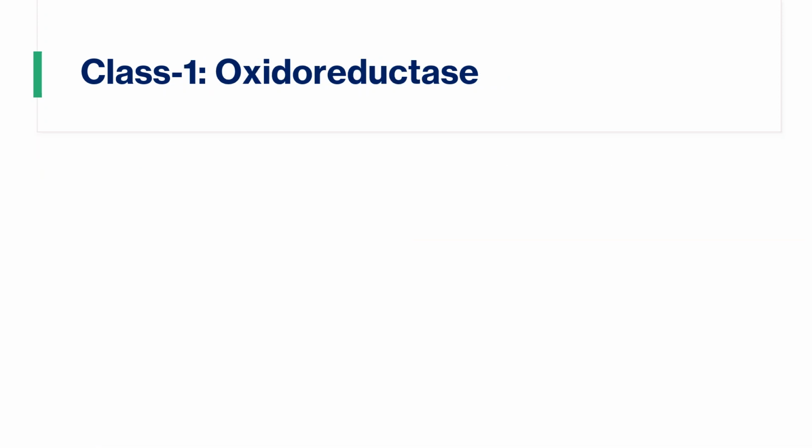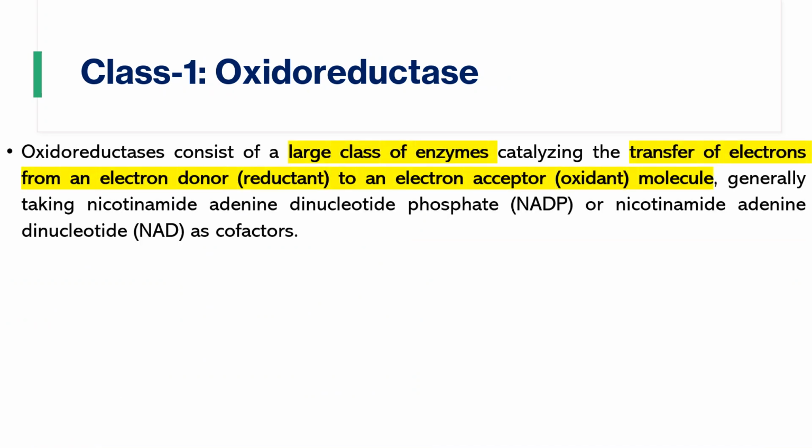The first class, if we see, is oxidoreductase. The oxidoreductase consists of a large class of enzymes which normally catalyze the transfer of electrons from an electron donor. It is a very large class because the maximum number of reactions we have are oxidation reduction reactions. So here there is a transfer of electrons from an electron donor, which is normally called a reductant, and that electron is accepted by a molecule called the oxidant molecule. So we have a reductant and an oxidant.